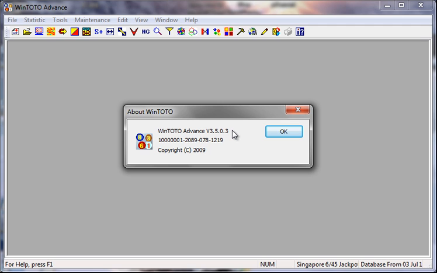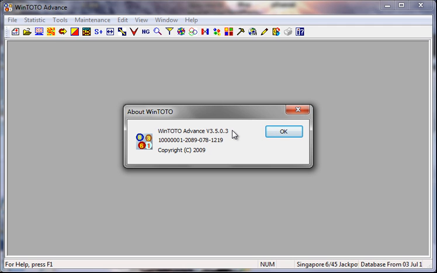Now, if you check your own WinTOTO Advance software and you realize that the version number is not 3.5.0.3, that goes to show that the version you are using right now is definitely not the latest version. So please remember, the latest versions mean a lot to you, because we have developed very important and very good features specially for you. If you do not upgrade, you are really depriving yourself of enjoying the best benefit from the software.